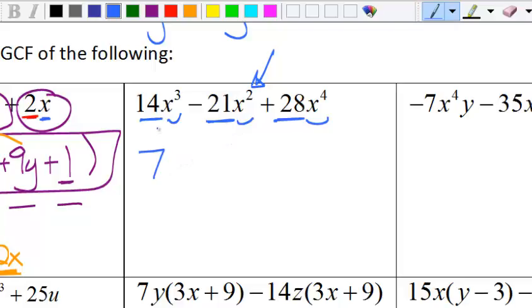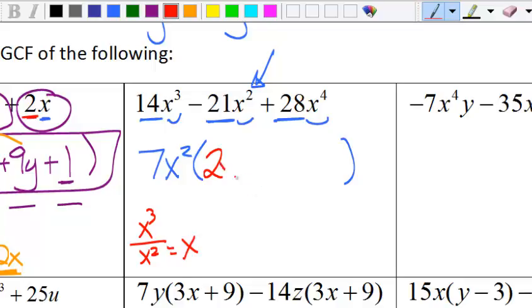This first term has 3 x's, I can take 2 of those out. The second term has 2 x's, I can take 2 of those out. And the third term has 4 x's, and I can take 2 of those out. So basically I'm taking out 2 x's from each term. Alright, let's go back and divide. 14 divided by 7 is 2. X cubed divided by x squared, I'm subtracting the exponents and just getting x to the 1, or just x really. 21 divided by 7 is 3.